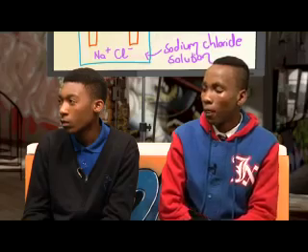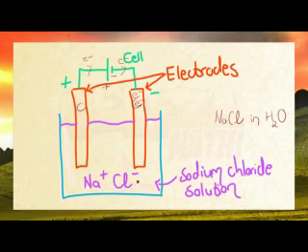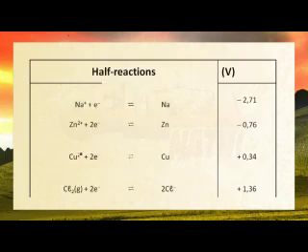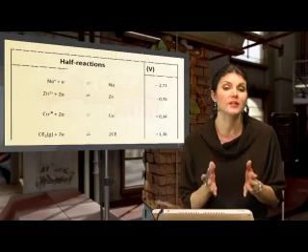Okay, so we've got our sodium ions, that's positively charged, chloride ions, that's negatively charged, and that means that my positive sodium ions will be attracted to my negative electrode, whereas my negative chloride ions is going to be attracted to the positive electrode. Okay, now that's going to bring about a reaction, and these reactions is going to come from your redox table.